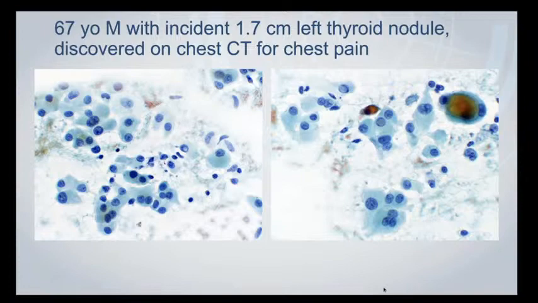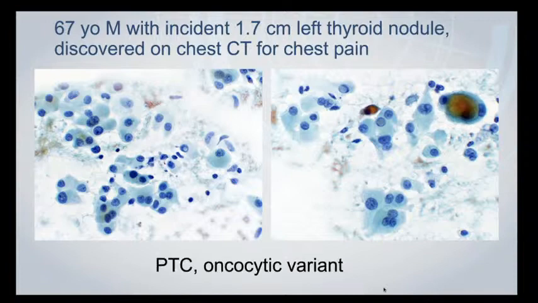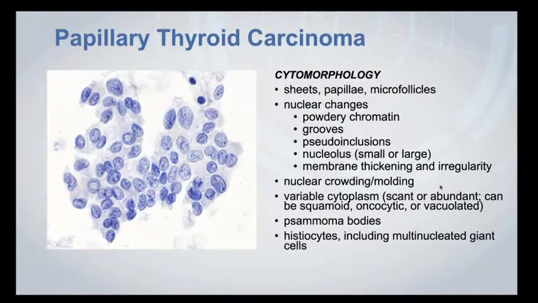Another example of a case that might make you think at first of a Hürthle cell neoplasm, but this is an example of the oncocytic variant of PTC. Again, here what's very helpful is finding these beautiful intranuclear pseudo-inclusions that are diagnostic of papillary thyroid carcinoma. So here again is our summary of the criteria for PTC. And I won't go over them again.